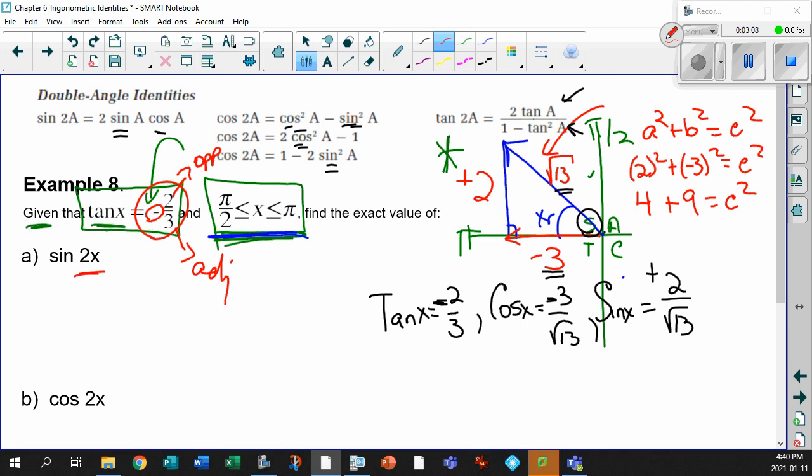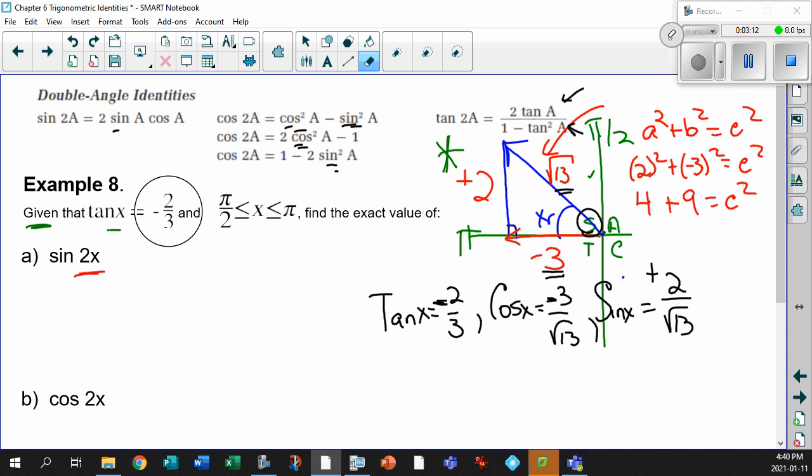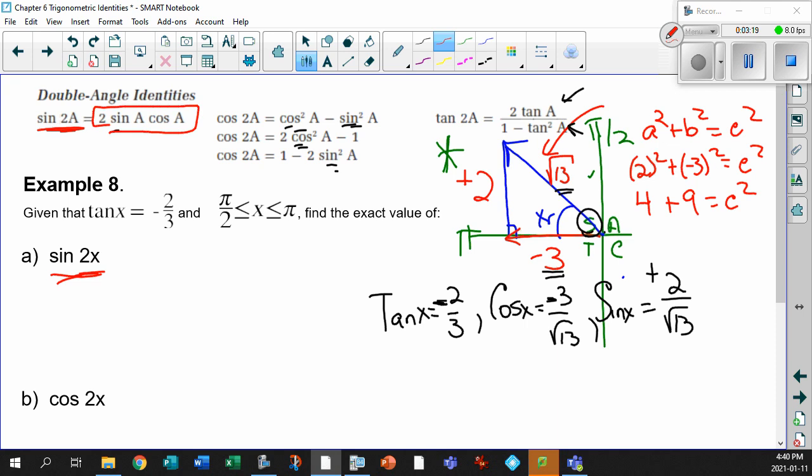This is sine 2x. Well, let's clean this up here because I don't want this stuff to distract me. Look what I have here. Sine 2x, which has only one identity, is this guy right here. So all I have to do is go, okay, 2 sine A cos A. Well, this is the same as saying 2 sine x cos x. Look, these are x values. Okay, x and x. Well, the nice thing is I have sine x right here. I have cos x right here.